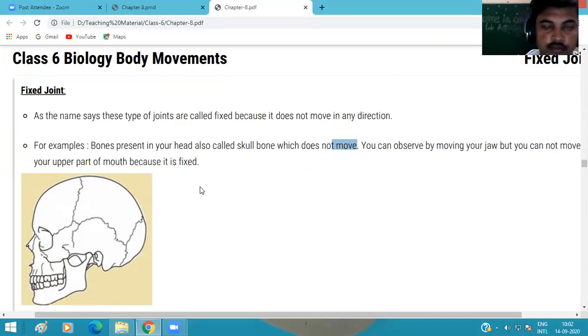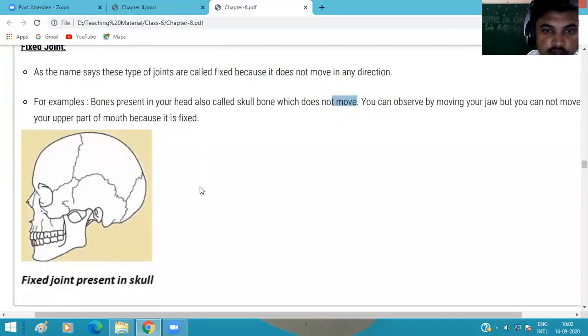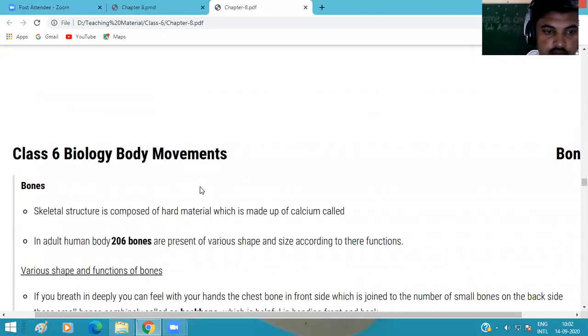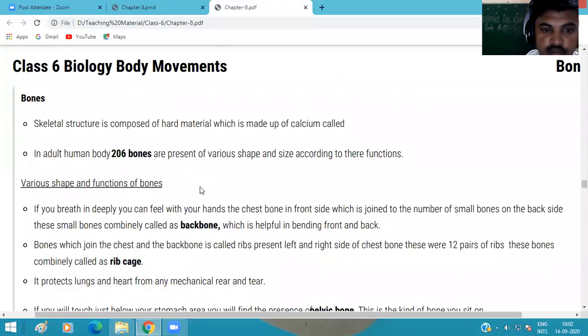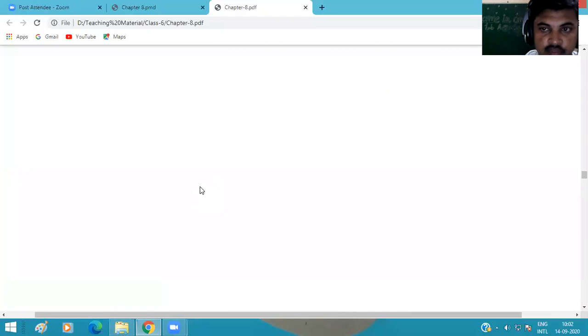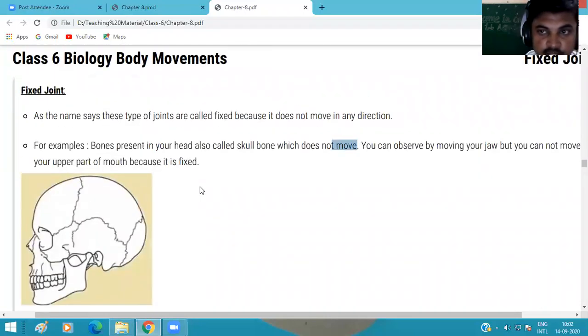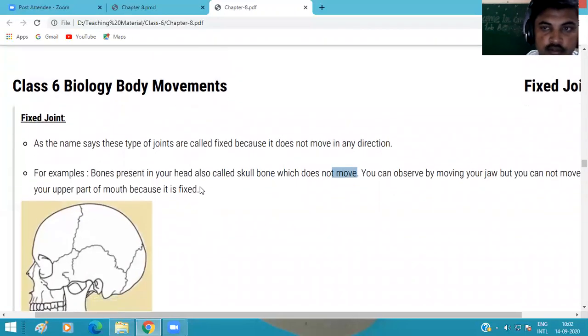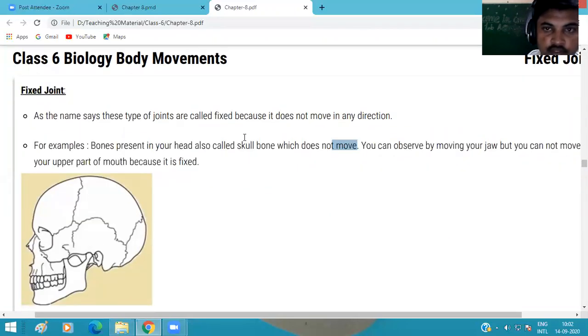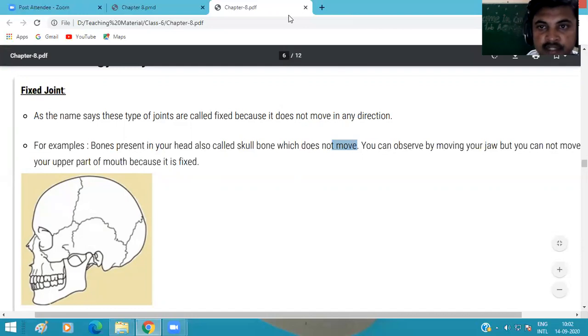So from tomorrow we will continue with the next topic, bones. We will discuss the different bones present in our body. A total of 206 bones are present in our body. So today we discussed 4 types of joints. I hope you understand. If you have any doubt, you can ask.